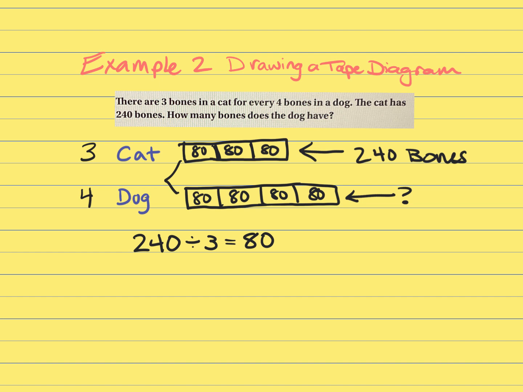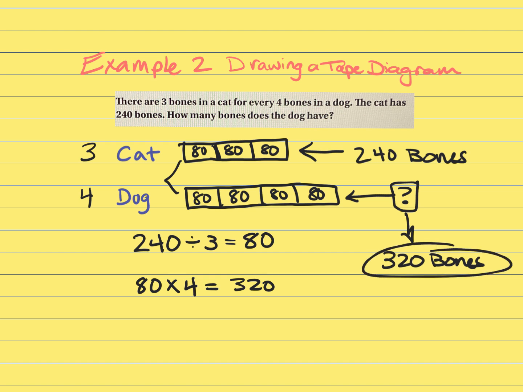If all of those equal 80, now I need to take my 80 and multiply it by how many parts we have for the dog, which if our ratio is 3 to 4, we have 4 parts, and 80 times 4 is 320. So my answer is, this question mark is 320 bones. And that's my final answer.